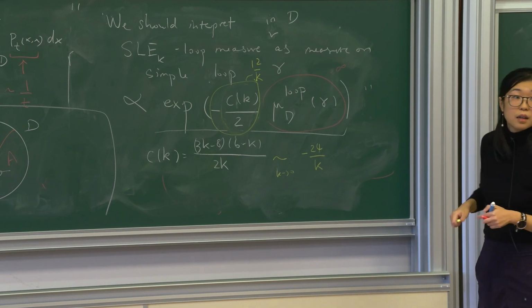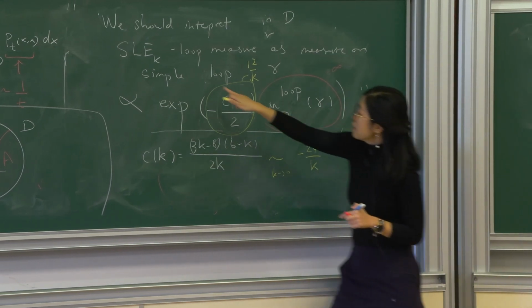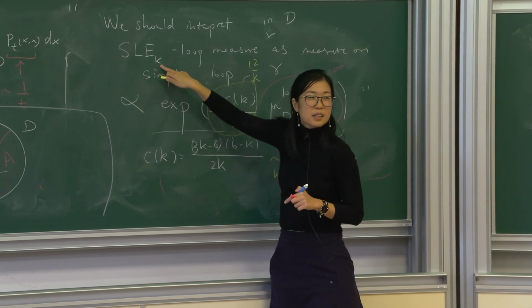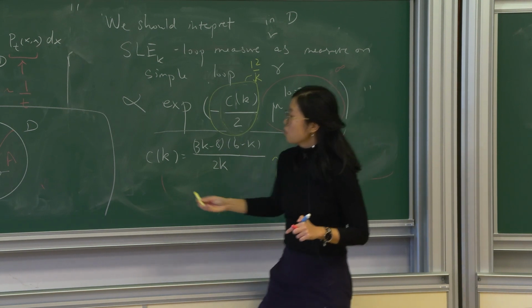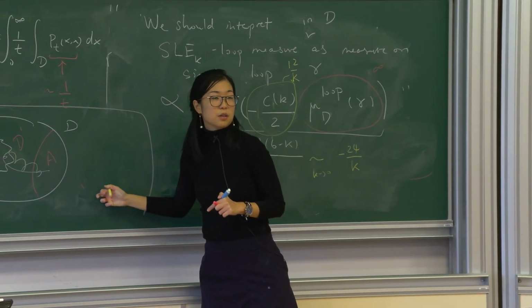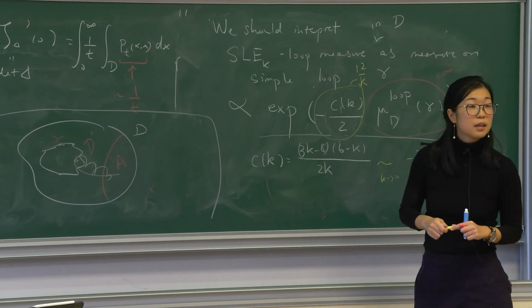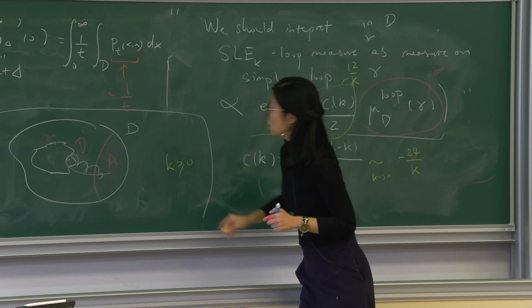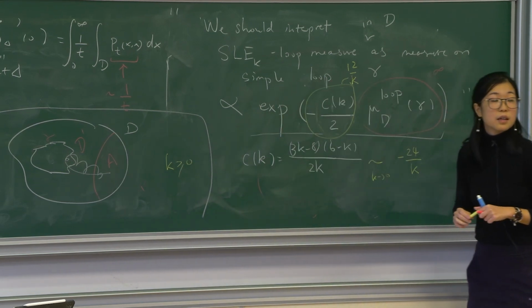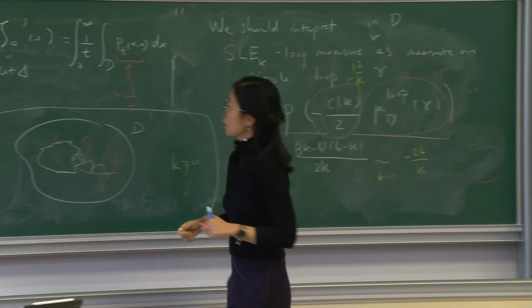Sorry, I missed what kappa was. What was kappa again? Kappa is in the SLE. So SLE is some random fractal curve. Sorry, this is a real number. It's a real number, kappa is larger or equal to 0. And what does it tell you?